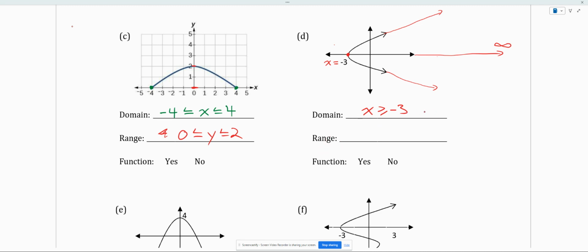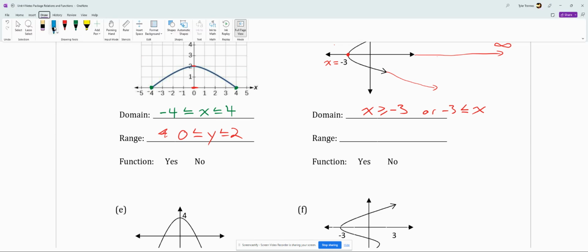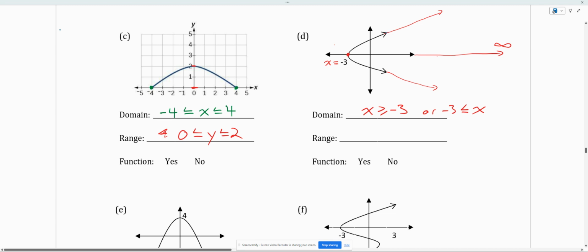Next, remember, you could write it this way. I should note that. You could write it as -3 is less than or equal to x if you prefer. The range here is going to be something new and unique. We see that our range has no upper boundary because it keeps going up. It has no lower boundary, it keeps going down. And we're going to use a brand new unique symbol.